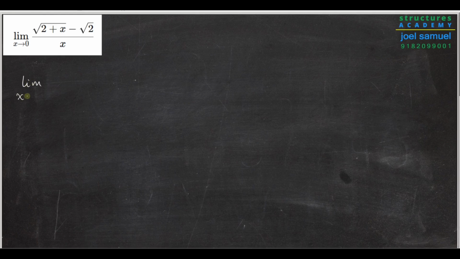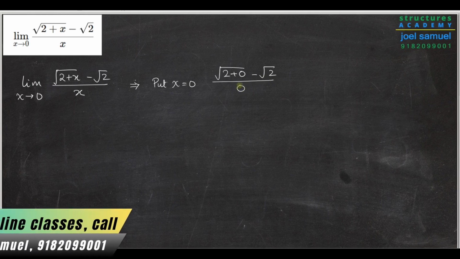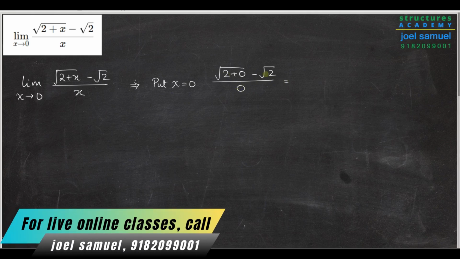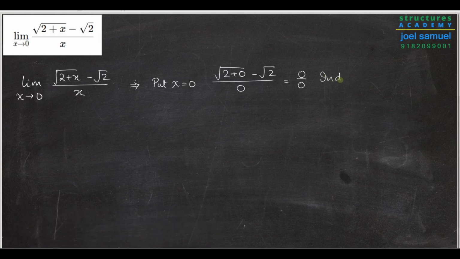Limit as x approaches 0 of (root of 2 plus x minus square root of 2) divided by x. So as always, let us put x equal to 0, and then we get root of 2 plus 0 minus root 2, divided by 0. So the numerator is root 2 minus root 2, which is 0, and the denominator is also 0, and we end up with the indeterminate form.